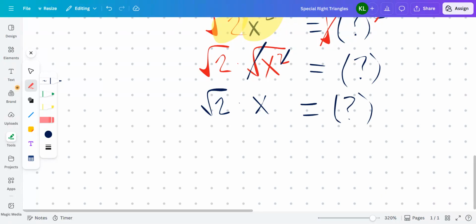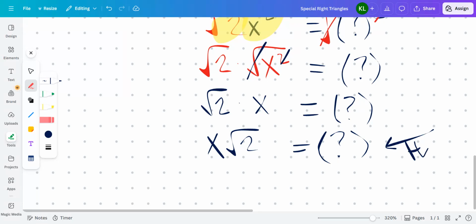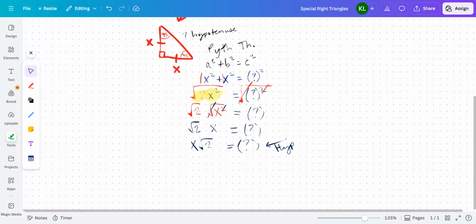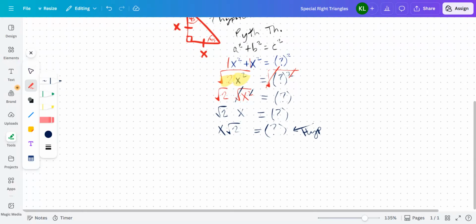Now the way this is written right now is incorrect. Technically we want to have x in front of the square root of 2. So we're going to have x square root of 2 equals our unknown value, that is our hypotenuse. So that's really nifty because whenever we have a special right triangle that's 45, 45, 90, we know that this relationship exists. We know that the legs are both x. So we have two legs that are congruent, and the hypotenuse is, oh wait, not the square root of 2, it's x square root of 2.